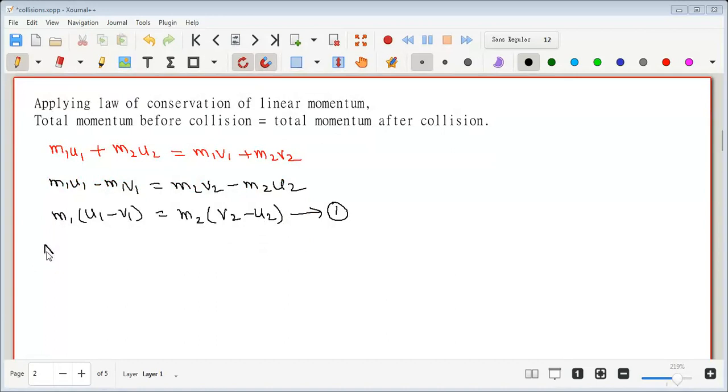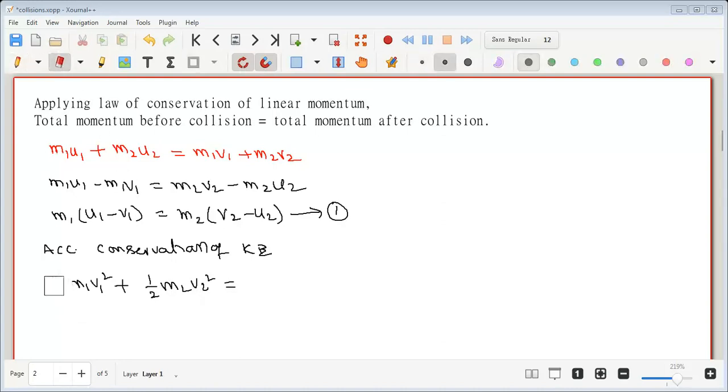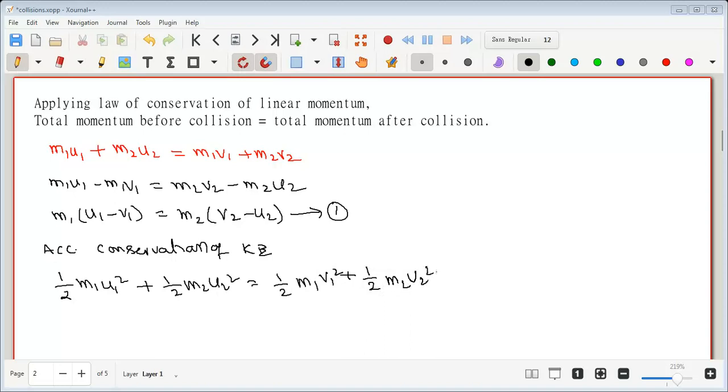Now, according to conservation of kinetic energy, the kinetic energy before collision, half m1 u1 square plus half m2 u2 square, is equal to the kinetic energy after collision, half m1 v1 square plus half m2 v2 square.